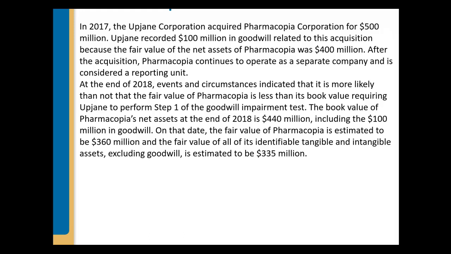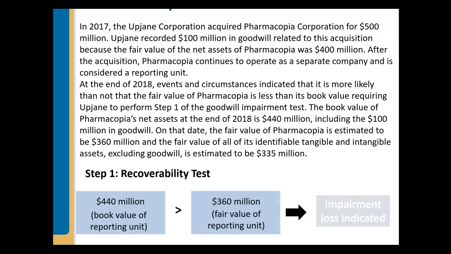Because the book value of the net assets of $440 million exceeds the $360 million fair value of the reporting unit, an impairment loss is indicated. So let's look at this. Upjohn Corp. acquired Pharmacopoeia Corp. for $500 million. Upjohn recorded $100 million in goodwill related to this acquisition because the fair value of the net assets of Pharmacopoeia was $400 million.